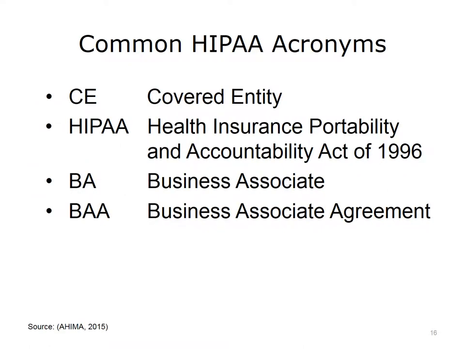Other acronyms used in healthcare include acronyms associated with the federal legislation known as the Health Insurance Portability and Accountability Act of 1996, or HIPAA. The acronyms include CE for Covered Entity. This is an organization that must comply with the HIPAA rules. BA stands for Business Associate. This is someone who works with a covered entity. A BAA is used for Business Associate Agreement, which is required to assure that business associates take proper responsibility for protecting health information.